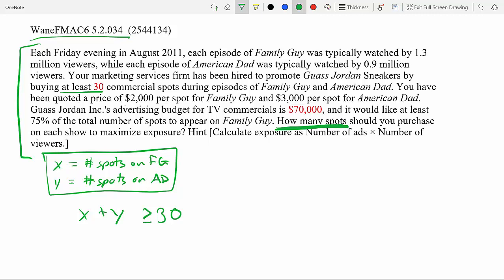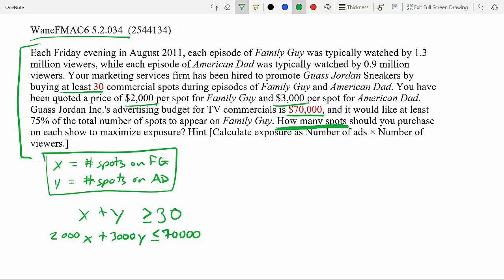You've been quoted a price of $2,000 per spot on Family Guy, $3,000 on American Dad, and the advertising budget is $70,000. So we need $2,000 per spot for Family Guy, $3,000 per spot for American Dad, and this has to be less than or equal to our total budget of $70K.